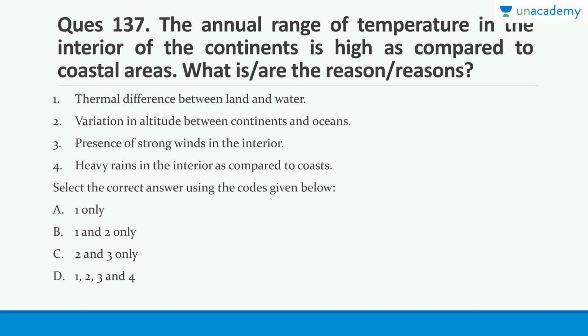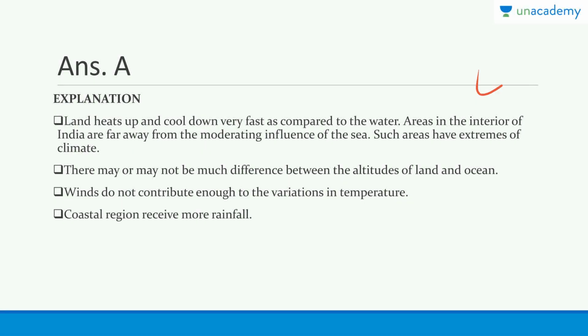Question number 137. The annual range of temperature in the interior of the continents is high as compared to coastal areas. What are the reasons for this? So thermal difference between land and water. Yes, this is the only reason why the annual range of temperature is there. So the answer here is A, 1 only. All these other reasons are not there. Land heats up and cools down very fast as compared to water. Areas in the interior of India, for example Delhi, are far away from the moderating influence of the sea, unlike, for example, Bombay. So Delhi will have extremes of climate.